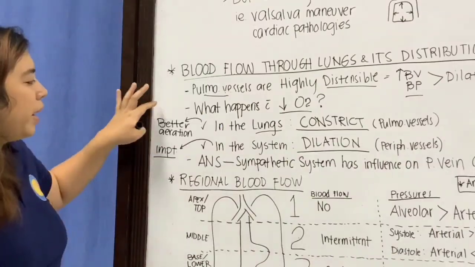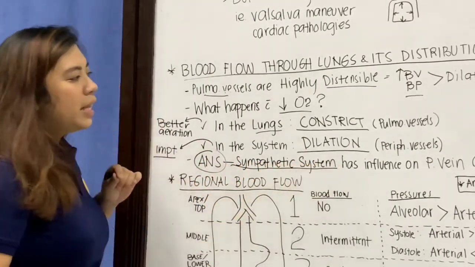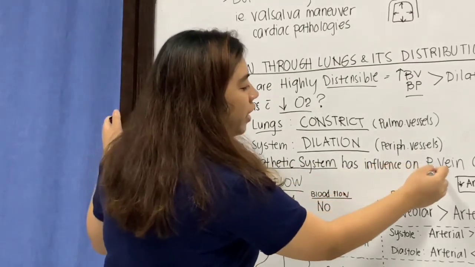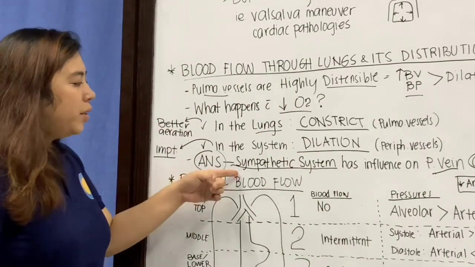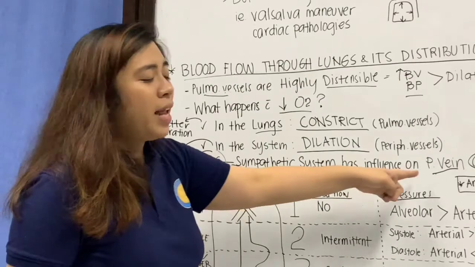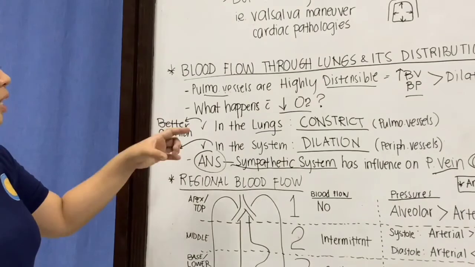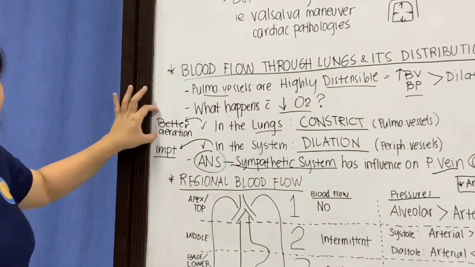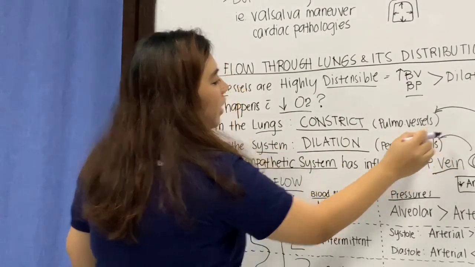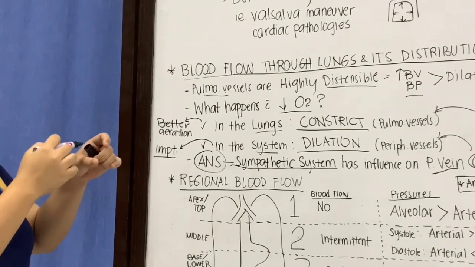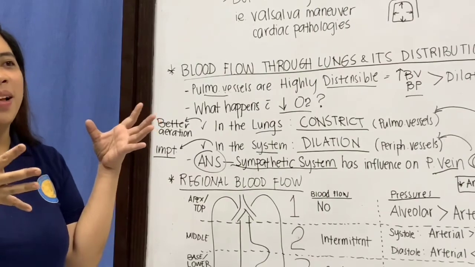And also with this mechanism, your ANS, specifically your sympathetic system, has an influence on your pulmonary vein with constriction specifically. So that's why when your fight or flight response is activated, your pulmonary vein actually becomes constricted. Again, the reason for that is for blood in the lungs to go to areas of the lungs with better aeration, and at the same time, system vessels can dilate. In a way, it is the same mechanism, directing the blood to areas that require more oxygen.